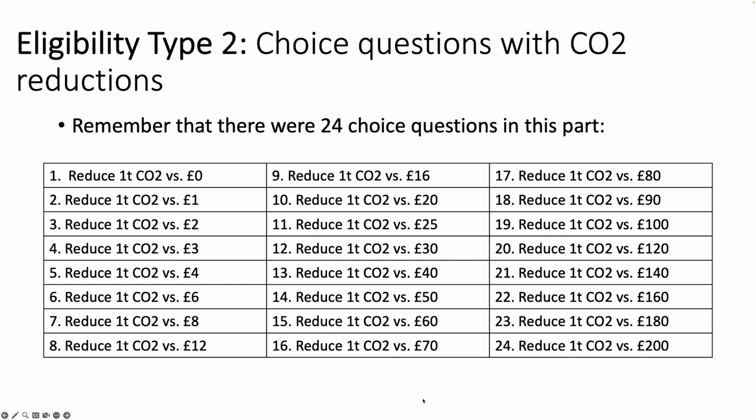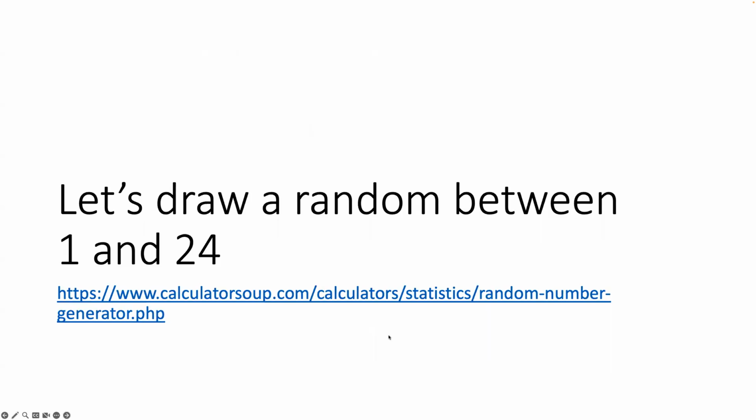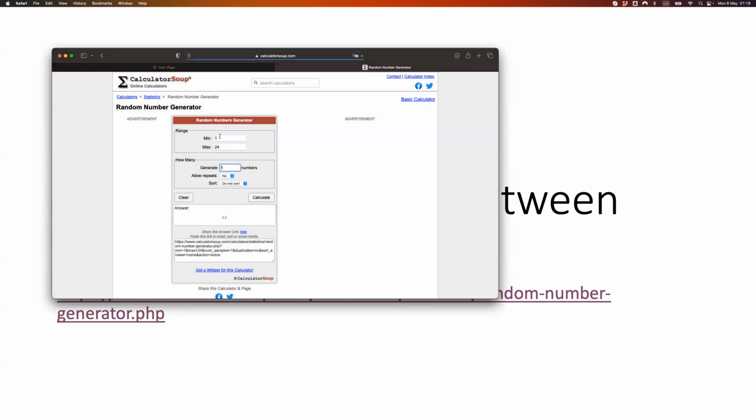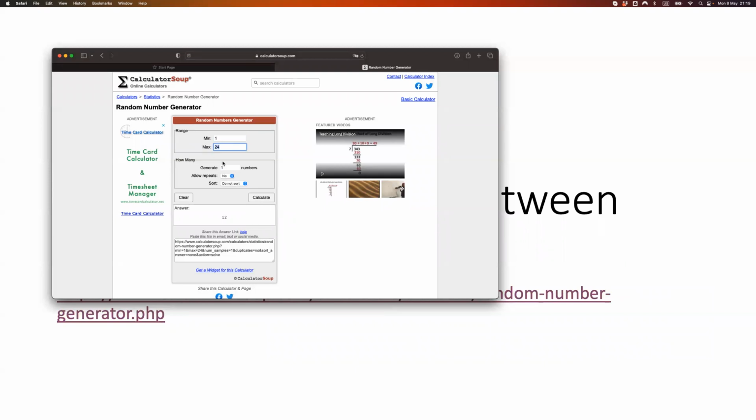We're going to now decide which of the lines is going to be the relevant choice to determine your bonus payment. So to do that, again, we're going to generate a random number between 1 and 24. So let's do that. Here's the random number generator. So we are going to generate a number between 1 and 24, and we're going to generate one number. And by pressing calculate, we are going to generate that number now. And the number is 18.